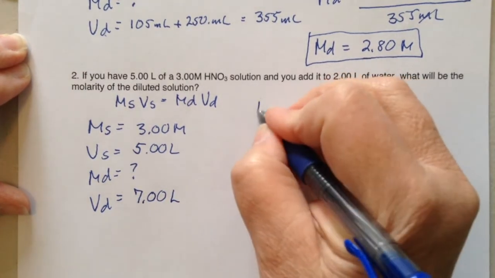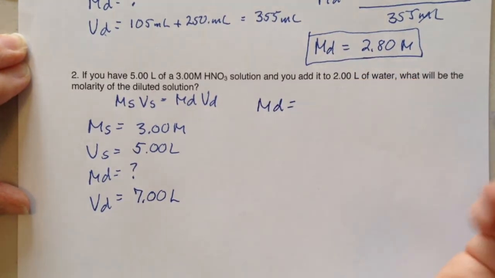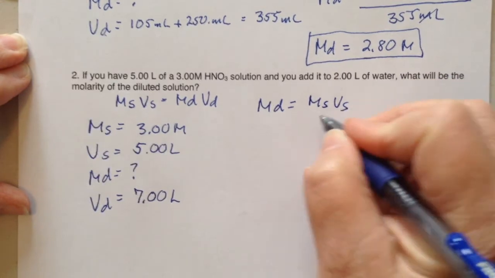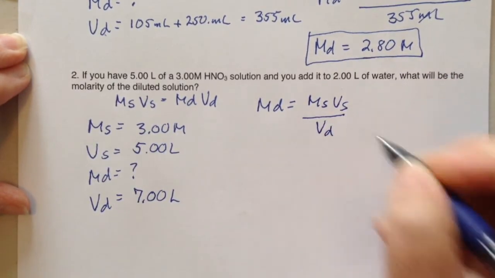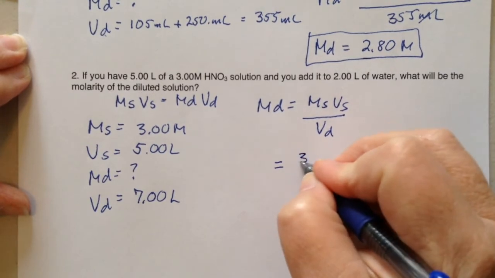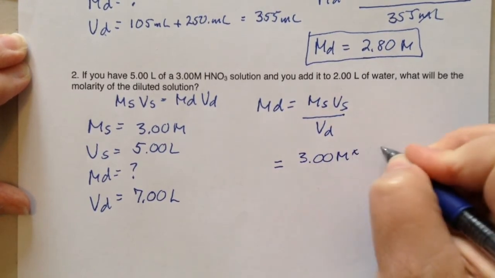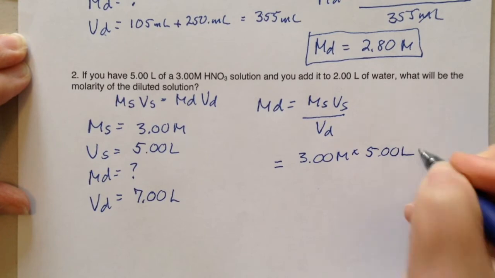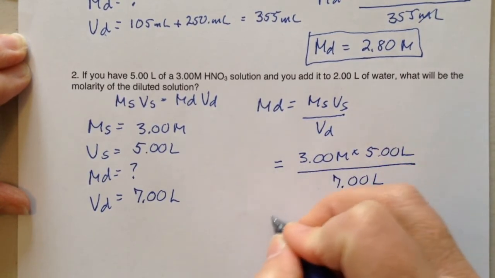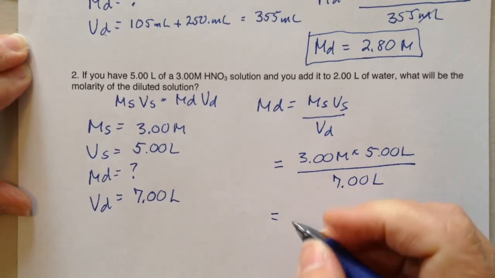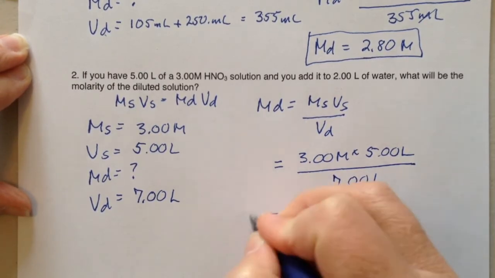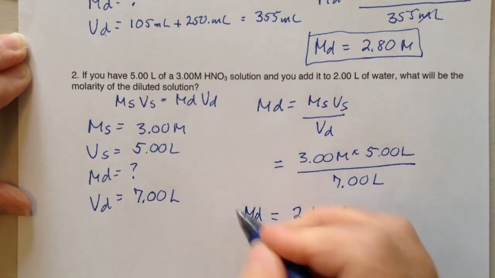So once again, we can rearrange this. So the molarity of the diluted thing is going to be MSVS divided by the volume of the final diluted solution. So we have 3.00 molar times 5.00 liters divided by 7.00 liters. And you work this through on your calculator and you'll get 2.14 molar for the molarity of the diluted solution.